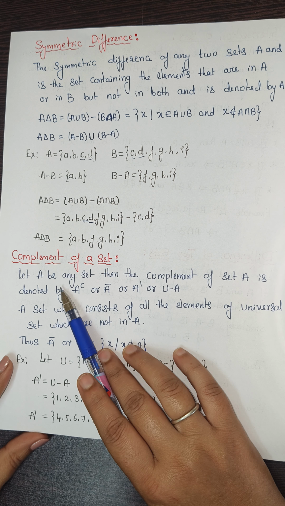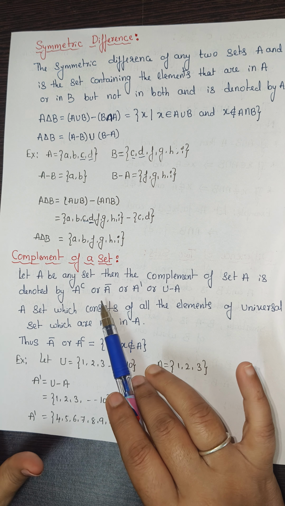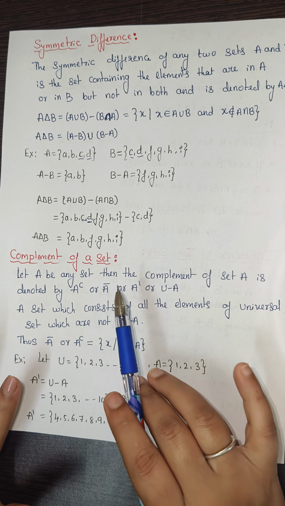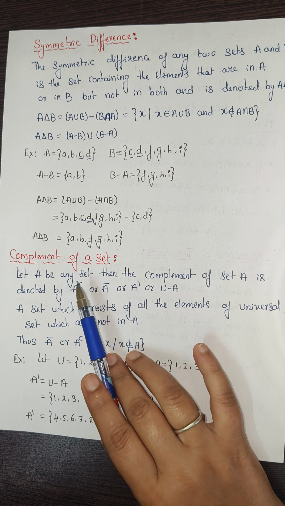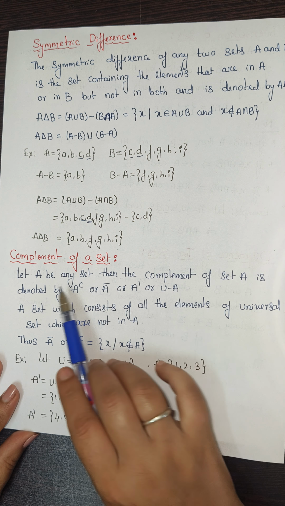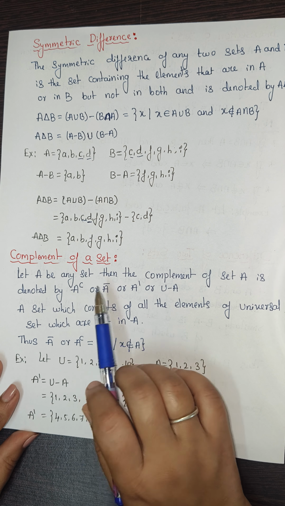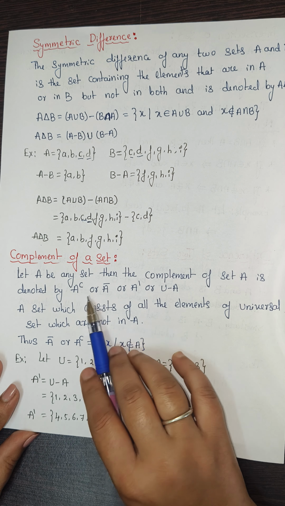Next is the complement of a set. Complement of a set means we need to use the universal set, and you have to write all the elements of the universal set which are not in A. That is called the complement set. Let A be any set, then the complement set of A is denoted by A^C, otherwise A bar, otherwise A dash. We have to denote it in three ways.